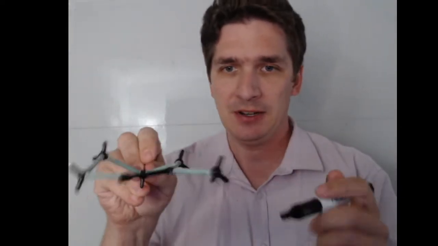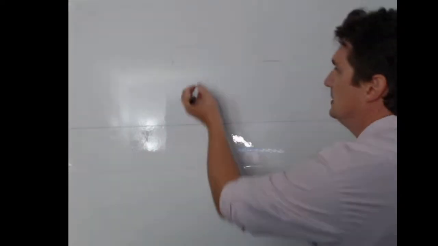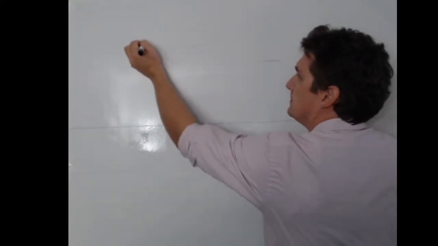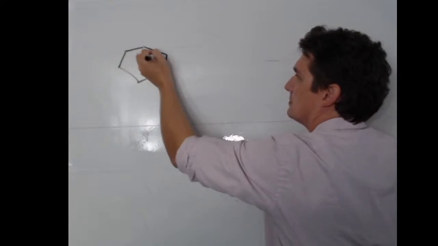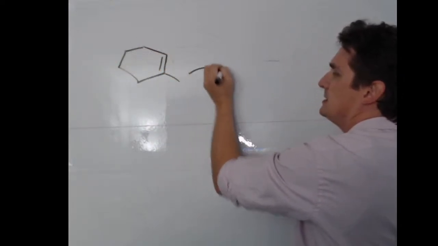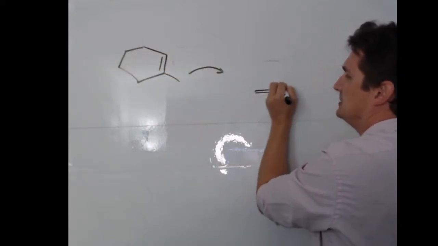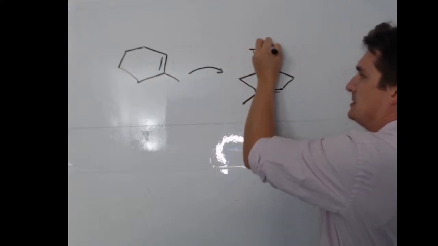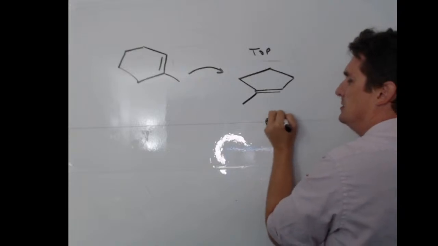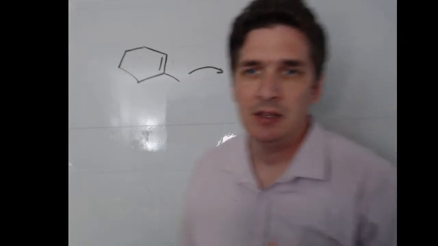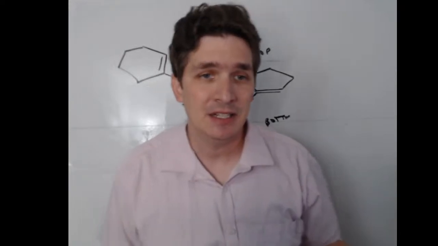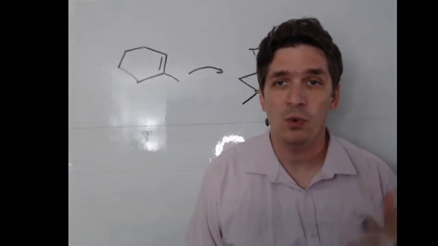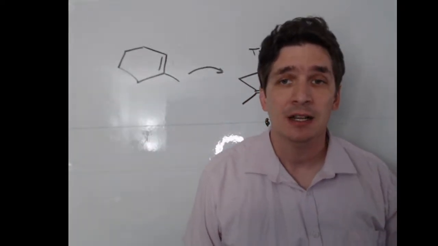So this is 1-methylcyclohexene. Your double bonded carbons here are flat. There's a top and a bottom. So if I take my cyclohexene ring and I put it on its side, there's a top and there's a bottom. So this syn versus anti-addition is going to depend on what reaction we're carrying out.